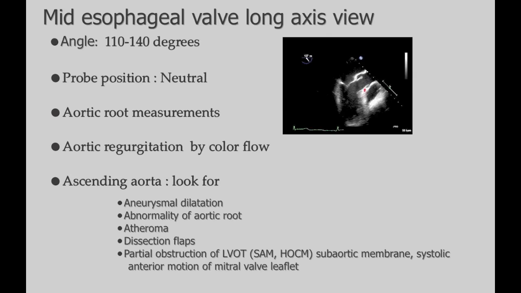You can also place a color flow Doppler across the aortic valve to assess for aortic regurgitation. When looking at the ascending aorta, which is seen at the far right of the screen, you may have to withdraw the probe a bit to see more of the ascending aorta in the image. It's important to examine for aneurysmal dilatation, abnormalities of the aortic root, atheroma, dissection flaps, or partial obstructions of the left ventricular outflow tract from things like hypertrophic obstructive cardiomyopathy or systolic anterior motion of the aortic valve.